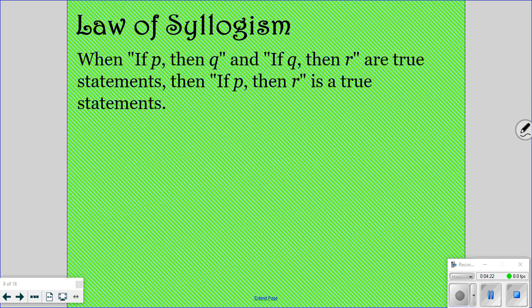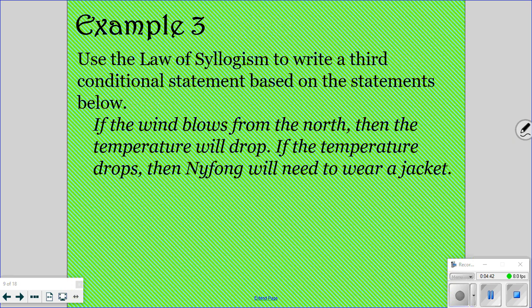Now we're going to look at the law of syllogism. It says if P then Q and if Q then R are both true statements, then if P then R is also a true statement. So if we have if P then Q and if Q then R, and those are true, we can make a new statement if P then R. So we're going to use the law of syllogism to write a third conditional statement.